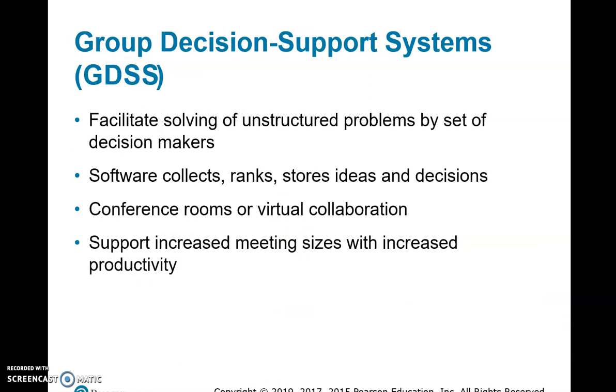Then there are group decision support systems. They facilitate solving unstructured problems by various decision makers. The idea is to collect various data, you rank them, you store them, as well as you can make decisions out of them. Group decision support systems pretty much use meetings, so that you form a team and then you go through the decisions. It can be done in conference rooms, it can be done virtually, and you can have increased productivity with the right set of teams.